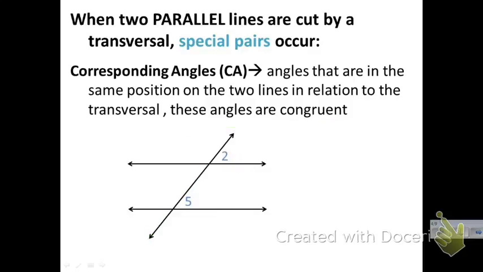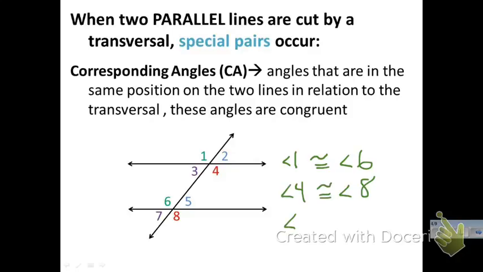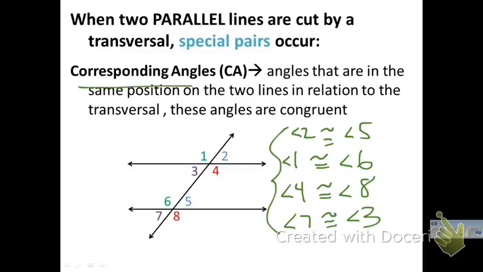Here I have 2 and 5, so we would say angle 2 is congruent to angle 5 because they're corresponding angles. We have 1 and 6, 4 and 8, and 3 and 7. So we can say angle 1 is congruent to angle 6, angle 4 is congruent to angle 8, and angle 7 is congruent to angle 3. And angle 2 and angle 5, these are all congruent angles because of their position, the corresponding angles.